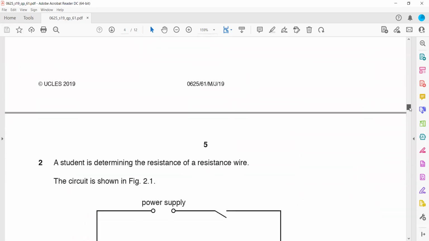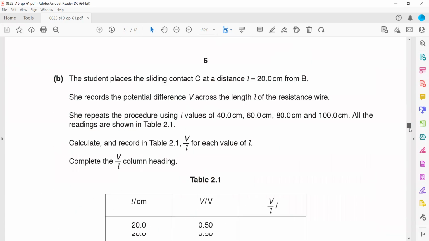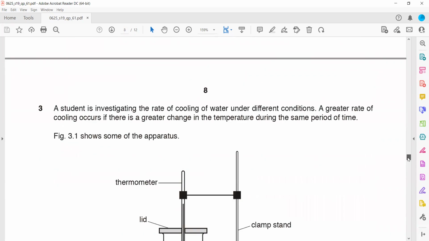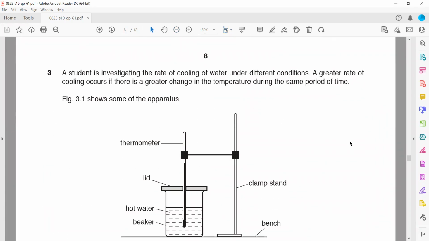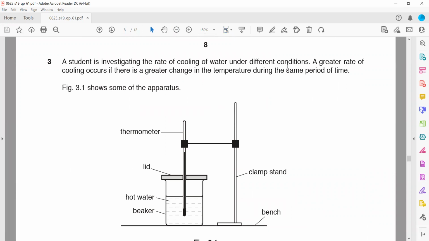A greater rate of cooling occurs if there's a greater temperature change during the same period of time. Like, if the temperature change is greater, it means the rate of cooling is higher. We have a lid, hot water, thermometer, clamp.